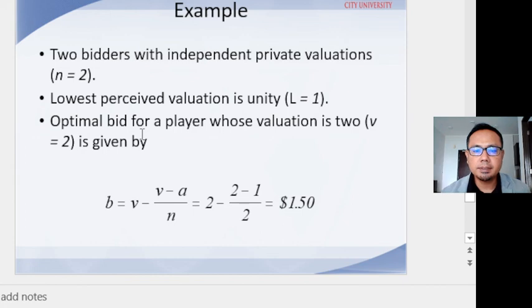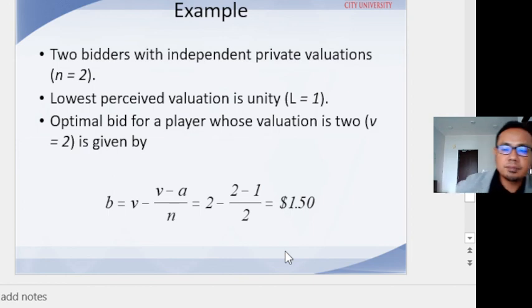For example, here, two bidders with independent private valuation, so n equals 2. The lowest perceived valuation is unity, so L equals 1. The optimal bid for a player whose valuation V equals 2 is given by, if you put in all the information, the price of 1.5 dollars.